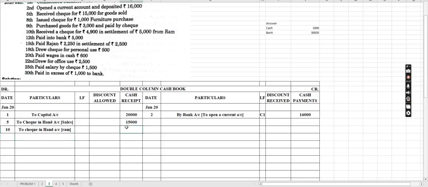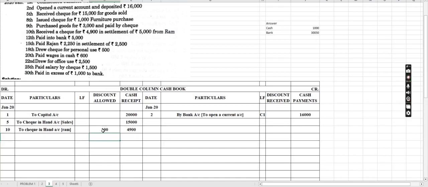Okay. From RAM. How much we received? 4,900 rupees check is received. But he has to pay us 5,000 rupees. But it is a full settlement. So the remaining 100 rupees is a discount which we have allowed to RAM.